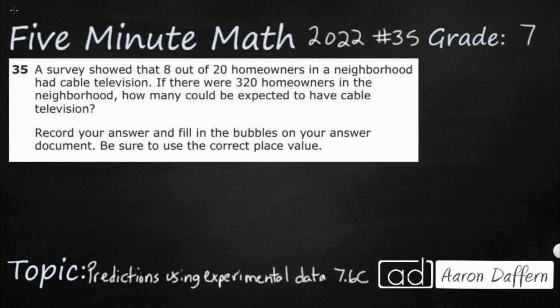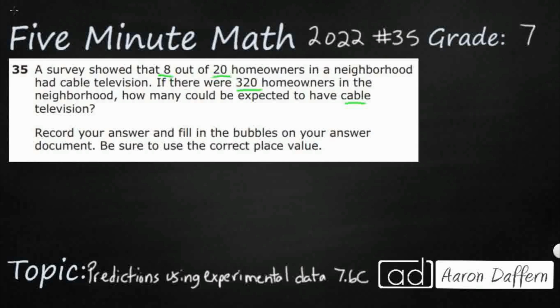So we've got a survey that shows that 8 out of 20 homeowners had cable. We're going to predict, if there were 320 homeowners, how many would have cable. We don't have any A, B, C, or D to choose from, so we're going to have to figure this out on our own. But we should be thinking, if we see 3 different numbers, this does look like a ratio. So we can find the unit rate, or we can find a ratio. Both of those strategies will get us the same answer.